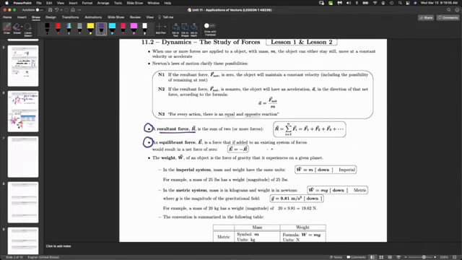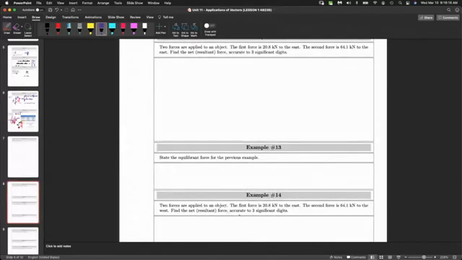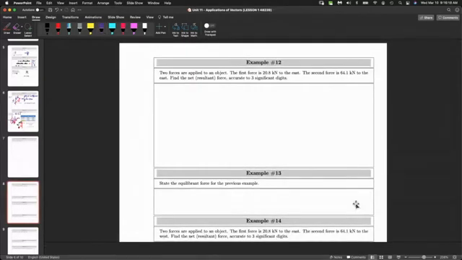So we're going to find the resultant force for some forces. And then we're going to find what's called the equilibrant force. And I'll discuss what that means through an example. It'll make a lot more sense that way. So let's take a look at example 12.